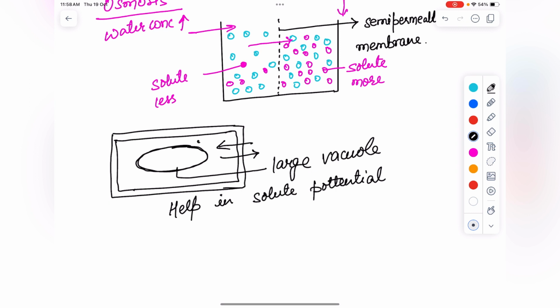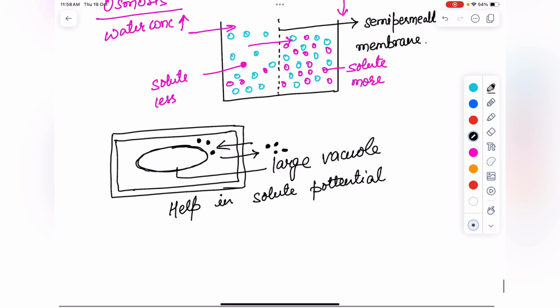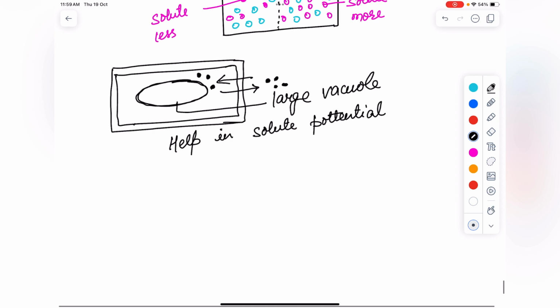If inside the cell more solute will be present, then what will happen? There will be a movement of water inside the cell. If outside the concentration is lower, it will move outside. It will help in that movement of the molecules. In the last class, I explained that the pressure gradient and the concentration gradient play an important role.